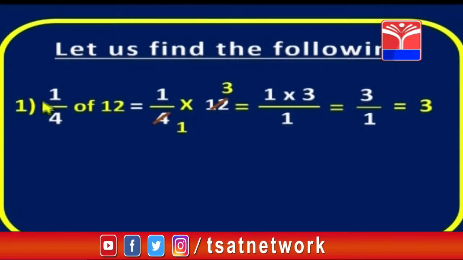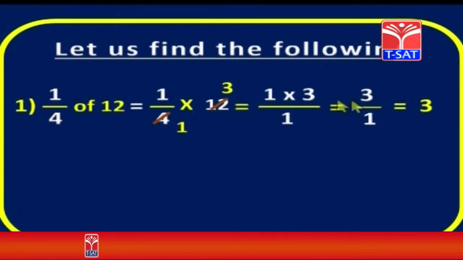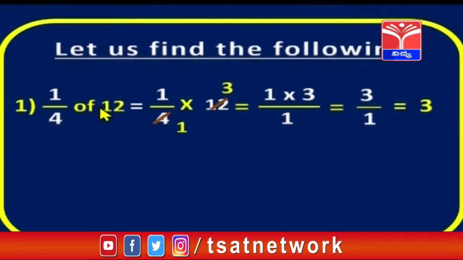So what is 1 by 4 of 12? It is 3. So what does it mean here? When you take 12 objects and you take 1/4 of it, you will get 3. So 1 by 4 of 12 is 3.